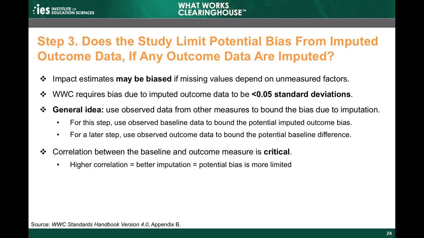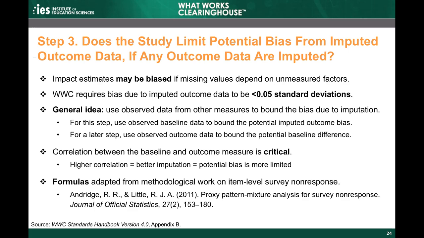That's a point that's good to follow in general, but it also applies here in terms of thinking about limiting bias from imputed outcome data. I'm not going to go into the derivations of the mathematical formulas that are used in this step, but I will note that they were adapted from methodological work on item-level survey non-response. I've provided a citation here in case you want to look into that further.